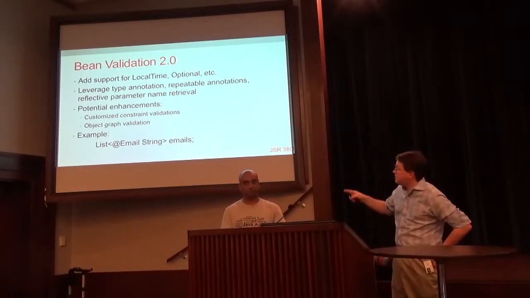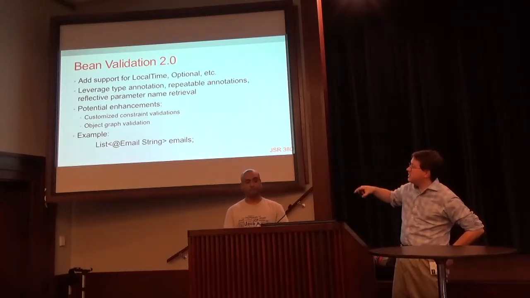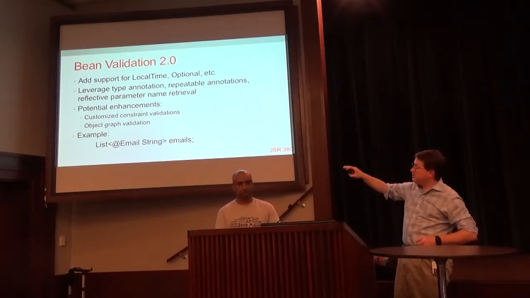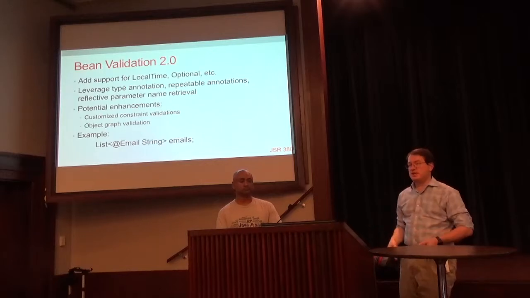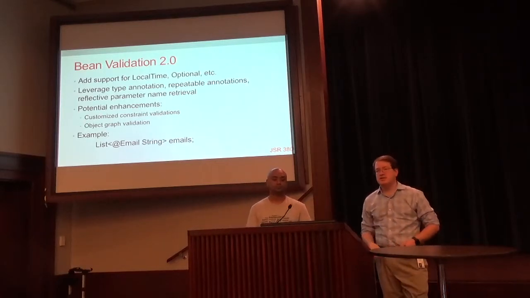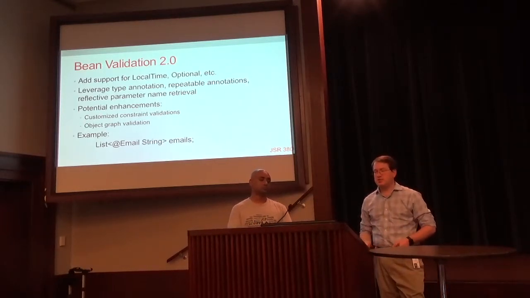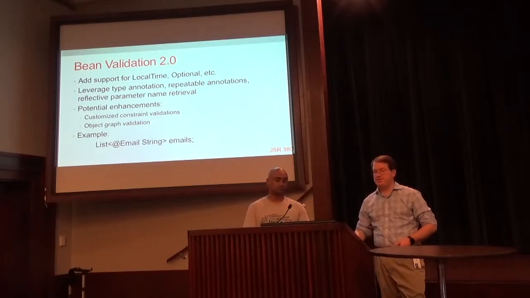So for example, being able to, on a list, say, enforce that a list of strings was actually a list of email addresses. So finally being able to do the support with bean validation.